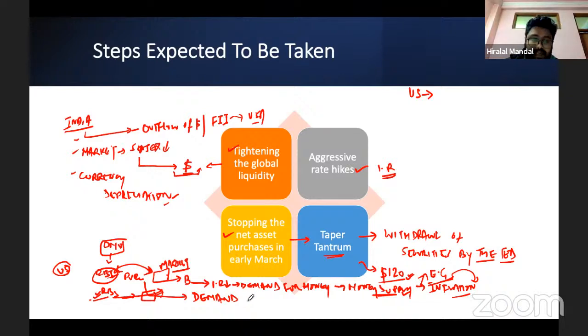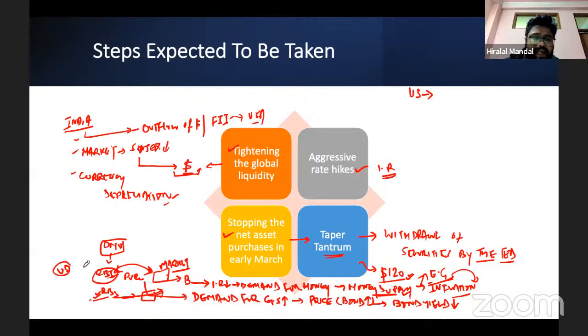The second impact you can see is in the debt market. The demand for government securities increases, and once the demand for securities increases, the price of the securities, the bond price, gets increased. If the bond price gets increased, the bond yield gets decreased. There is an inverse relationship between the bond price and bond yield.